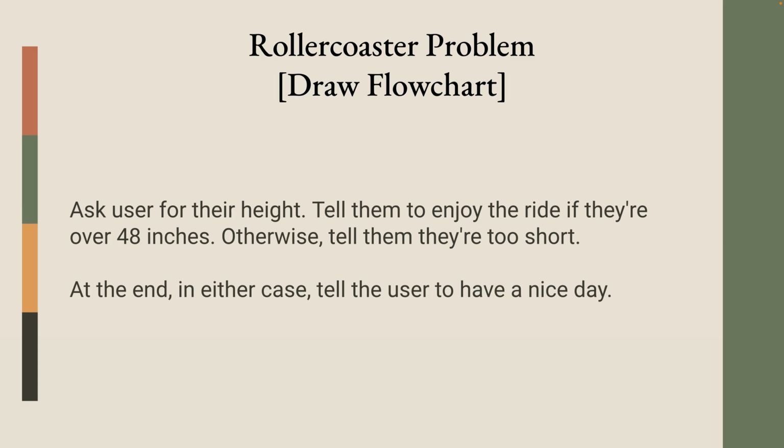So for this one, I want everyone to draw their own flowchart. For the roller coaster problem, we'd seen this on a homework, but essentially we're going to ask the user for their height, and we're going to do one of 2 things. We're either going to tell them to enjoy the ride if they're taller than 48 inches, or we're going to tell them that they're too short. And then regardless of which branch happens, at the end, we're going to tell the user to also have a nice day. So I'll make sure everyone has a piece of paper, and you'll be writing this one individually.